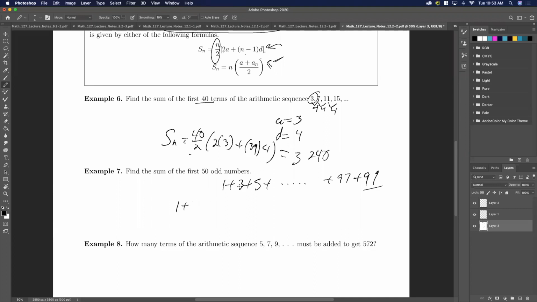So here I know my first and last, so let's just do that one, since I did the other one last time. So I take my first and last, divide that by 2, and multiply by 50. So this is 100 divided by 2, so it'd be 50 times 50, which is 2500.